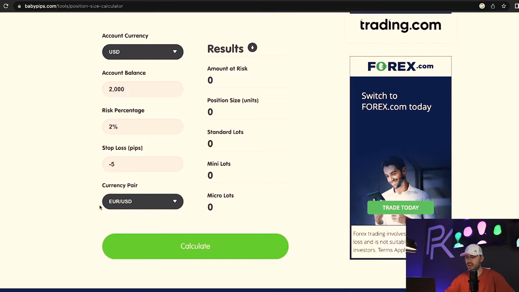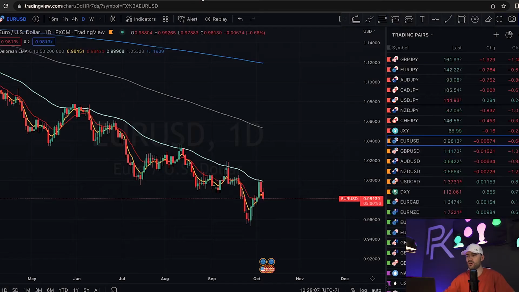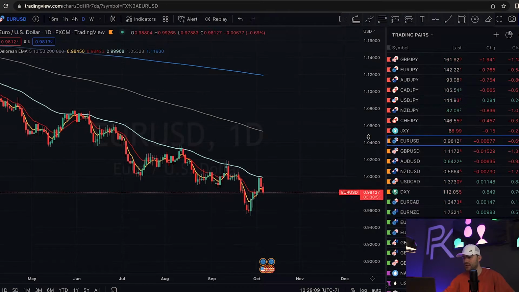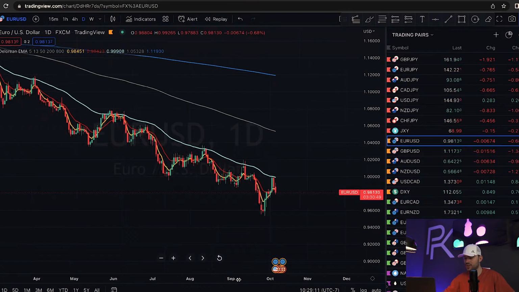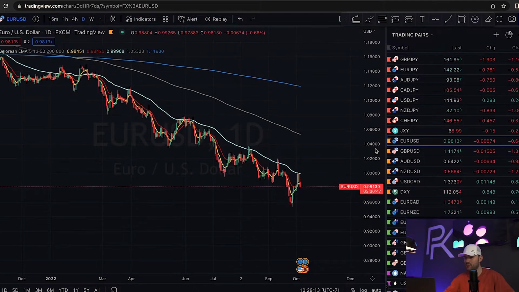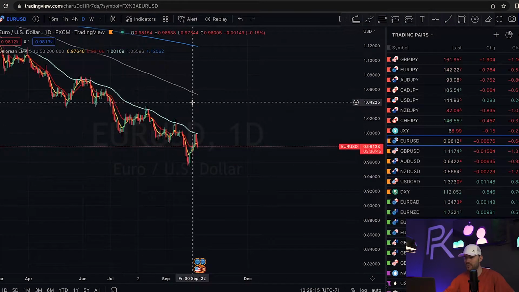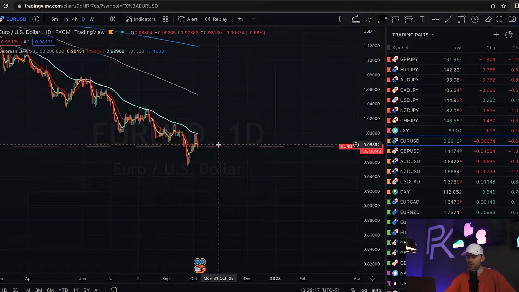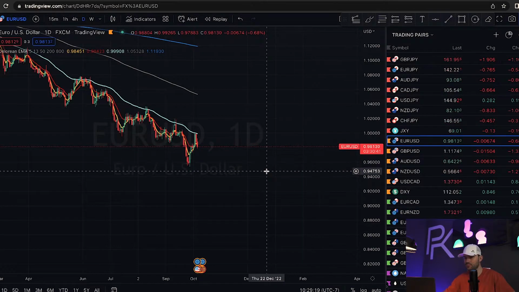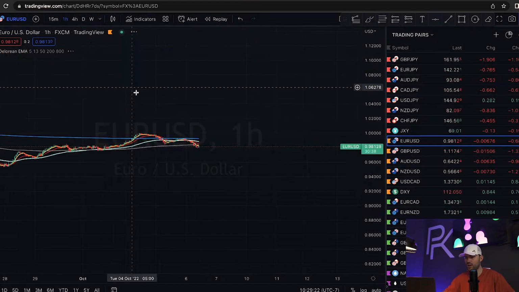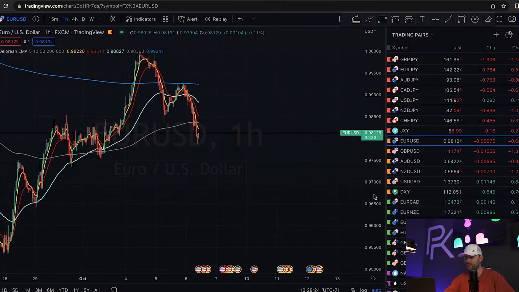So let's start by going to tradingview.com and going to euro dollar. And I'm going to do two different examples for you guys to find position sizes so you know exactly what your position should be via your broker, whether you trade on MetaTrader 4, MetaTrader 5, or some sort of online platform. So here we have euro dollar, and I'm going to drop it down to the 1 hour chart.